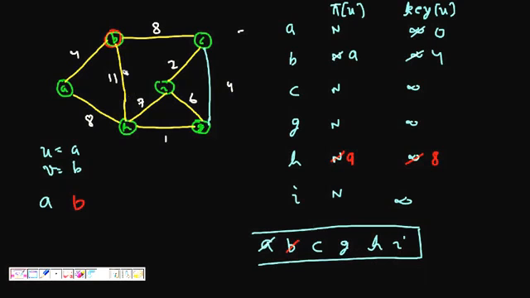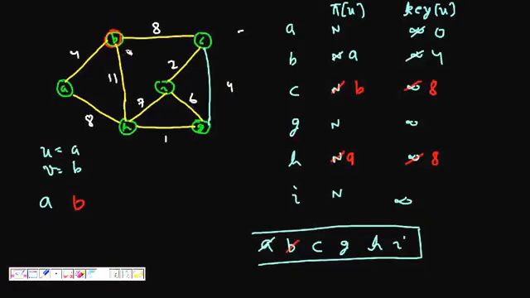Again we will see C, the key was infinity. Now BC is 8. So 8 will be assigned to C and its parent will become B. Okay, and H, so what was happening? H is here in the queue and H has a weight now, its key is 8.